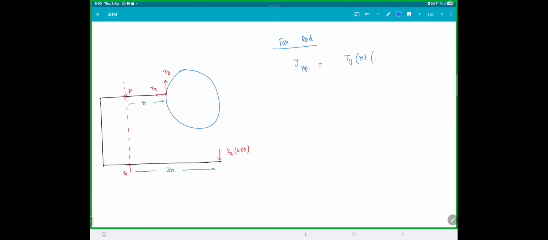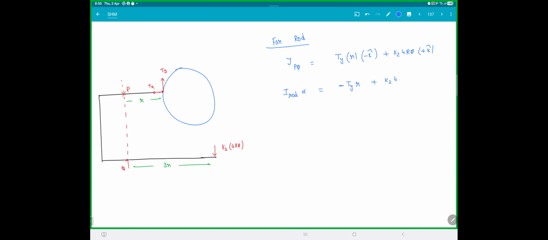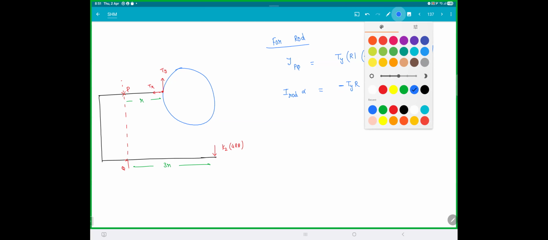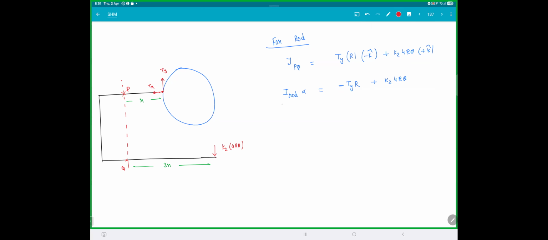But we know torque is equal to I rod into alpha. So this would be minus Ty r plus K2 4r theta. And what is the moment of inertia of the rod? This is 0. Why? Rod is massless. Therefore, from here we will get Ty is equal to 4 K2 r theta. This is the tension of the rod. So whenever you have a massless rod, the net force is 0, net torque is 0.